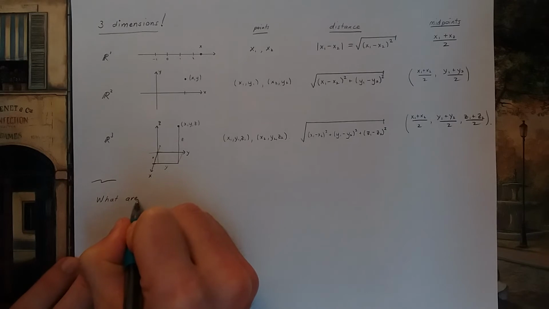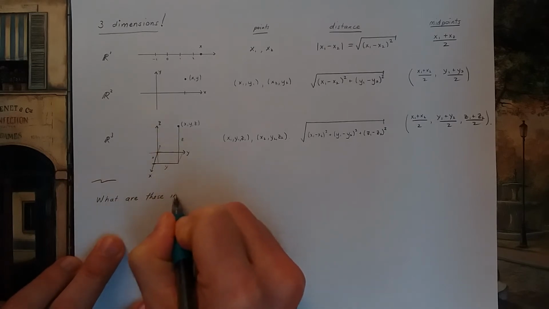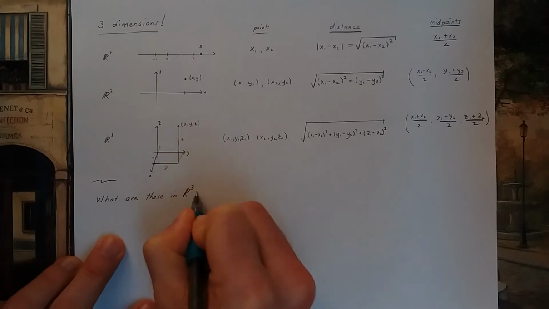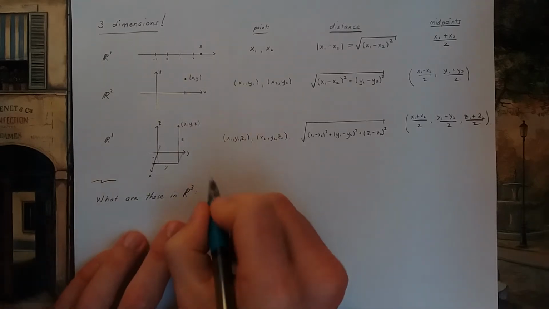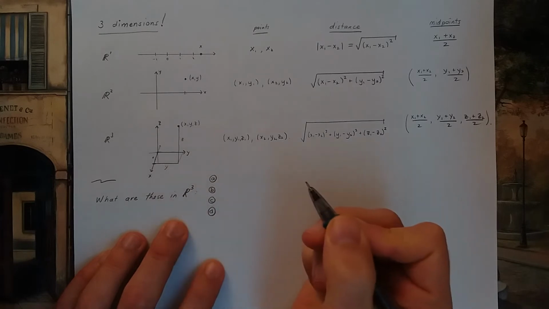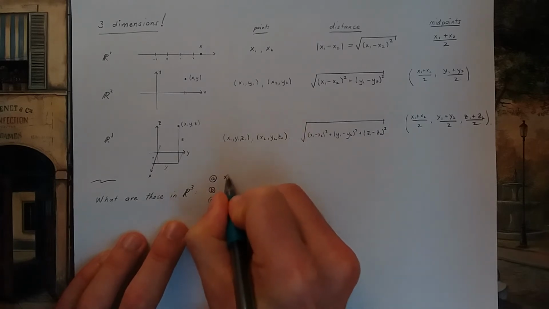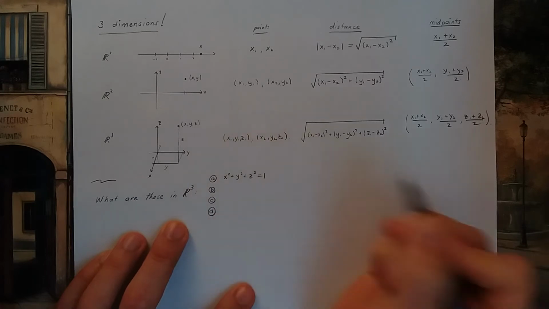What are these equations telling me if I'm in R3? Now, this is going to be a little bit different than you expect, maybe. So I'm going to write down a few equations, A, B, C, and D. Let's do 4 of them. The first equation will be x squared plus y squared plus z squared equals 1.